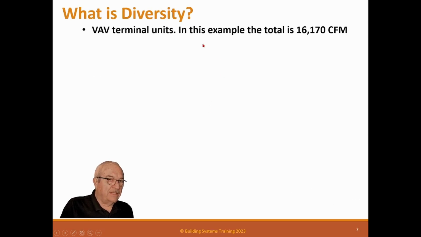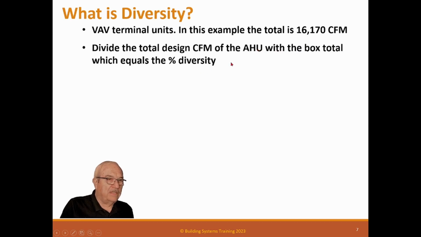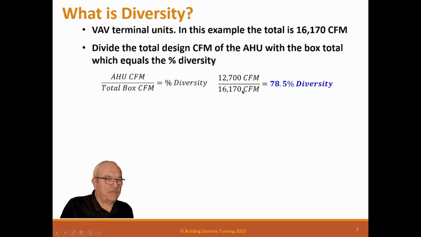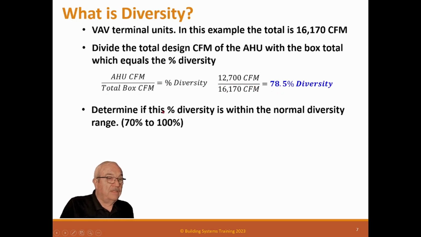So in this example, the total is 16,170 of the VAV boxes. The formula is air handler CFM divided by total box CFM equals percent diversity. In this case, it's 12,700 over 16,170, which equals 78.5% diversity. Determine if this percent diversity is within the normal diversity range, which is 70 to 100%. And that's a rule of thumb, so it's not cast in stone anywhere. But if you have a job that's 59%, it's got a big problem.